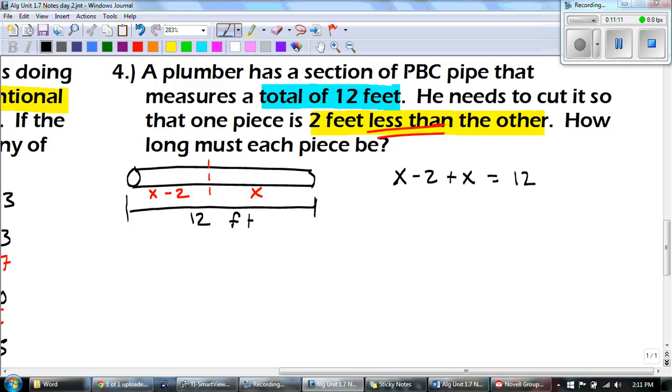All right, let's see if you guys can solve this and figure it out on your own. Go ahead and pause the video and good luck.